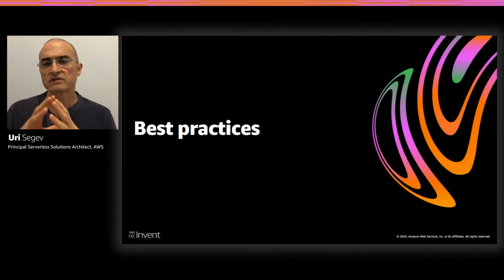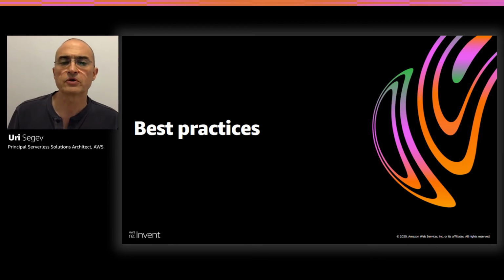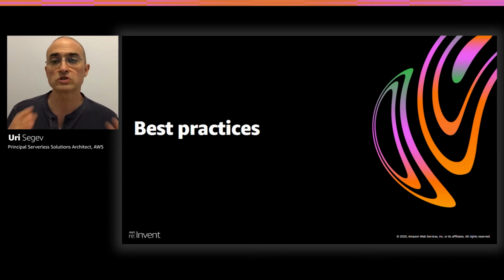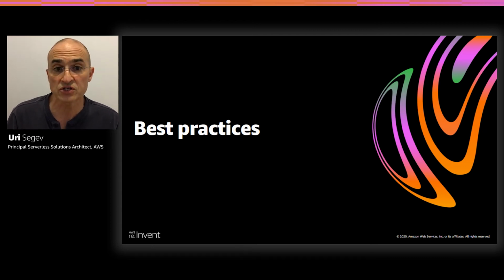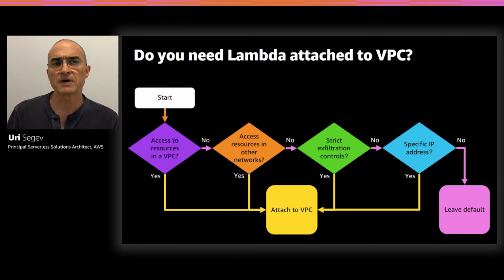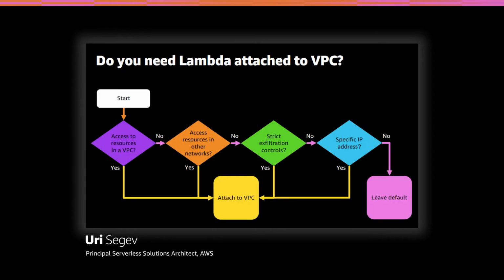Okay, so we discussed what networking in AWS is. We discussed how Lambda networking works when we have default functions as well as when we have VPC attached functions. Let's go over some best practices. So let's start by deciding if we need to attach a function to a VPC. And there are a few reasons to do that.